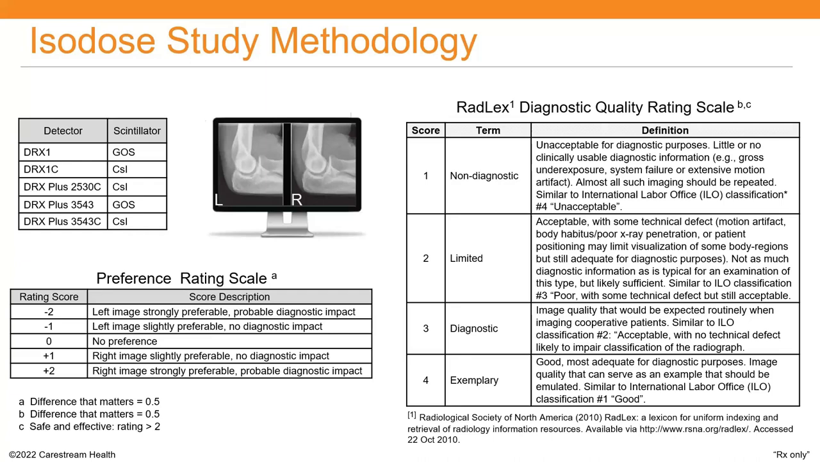Readers were instructed to use the preference scale such that slightly preferred or 1 ratings would most likely not impact diagnosis or diagnostic confidence, and strongly preferred or 2 would likely impact the diagnosis. Analysis of the ratings utilized plus or minus 0.5 as a difference that matters. Next, the readers rated the left, then the right image for overall diagnostic quality based upon the RADLEX scale shown. A difference that matters in diagnostic quality is 0.5, and the safety and effectiveness threshold is a diagnostic quality rating greater than 2. Comments were also recorded.